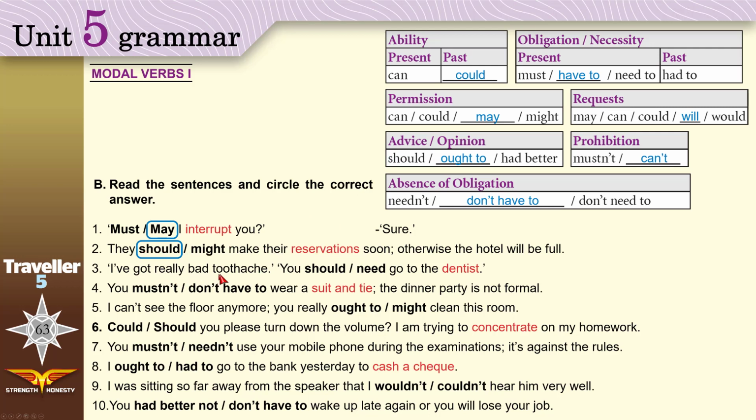I've got really bad toothache. I'm in pain. You should or need go to the dentist. Dentist is a doctor for your teeth. Again, advice or opinion, you should.